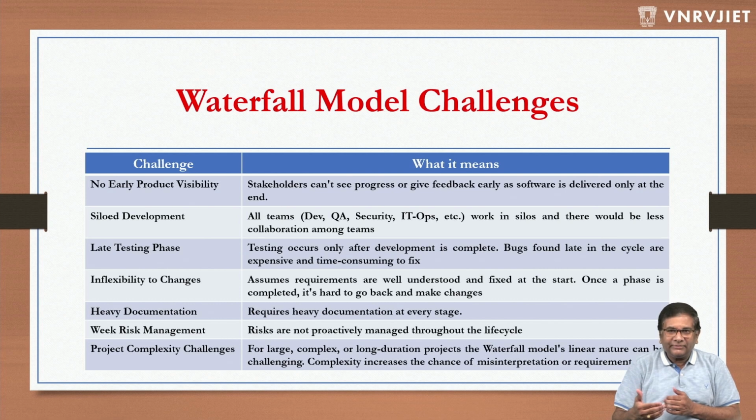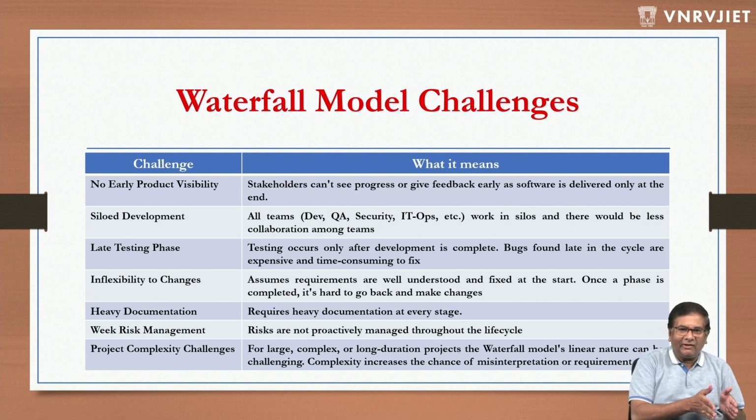At that time, if it takes a bit longer, they don't have anything to say, because if things have changed from their end, or the market has changed, or they want to change their plans, or they want to change some of the software components, they don't have any say. So that is one of the problems with the waterfall model. No early product visibility. Stakeholders can't see the progress or give feedback early, as software is delivered only at the end.